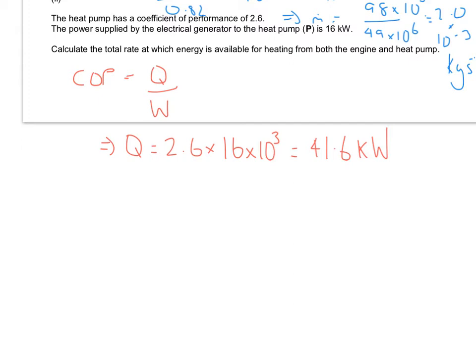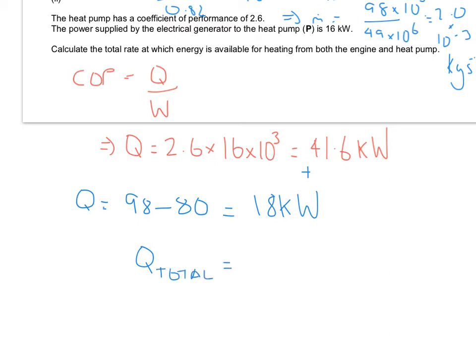But remember, we also had some heat energy supplied from the initial stage, so we supplied 98 into it and got 80 useful kilowatts of energy, so that gives you 18 kilowatts from the first stage as well. So then when you add those two together, that would give you the total amount of heat available, which would give you 60 kilowatts of energy supplied.